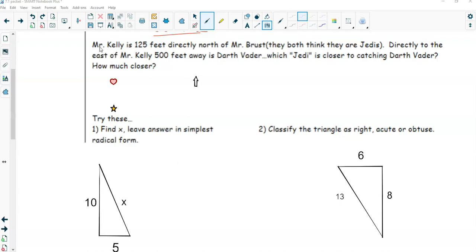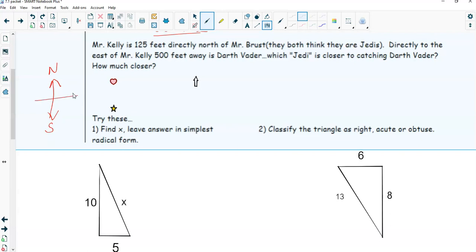So here is a word problem. Mr. Kelly is 125 feet directly north of Mr. Brust. So remember, you have north, south, east, and west. So Mr. Kelly is 125 feet directly north. So here's Mr. Kelly. From here is north, that means he's up, right? And that's 125 feet.